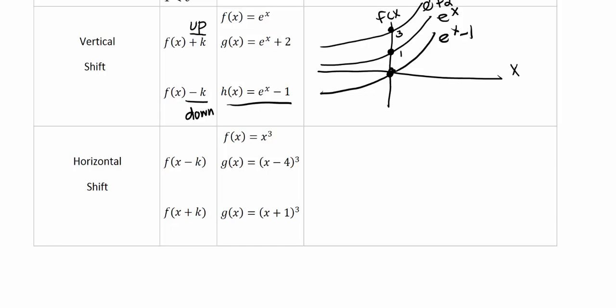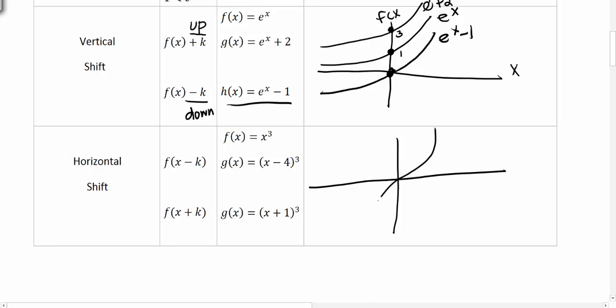The horizontal shift, however, is not as intuitive. Instead, it's a bit counterintuitive. So consider the function x cubed. The function x cubed looks like this. And it turns out that if you were to subtract a number from inside the argument, so notice here we are now inside the argument, if you were to subtract a number in there, that's going to move it right k units. So subtraction moves your function right.